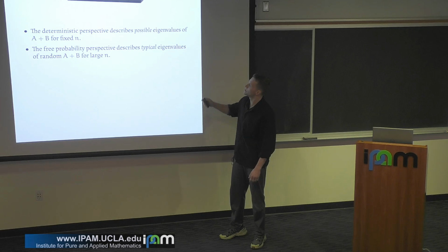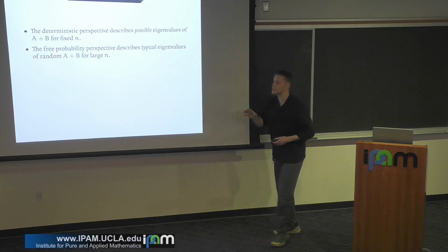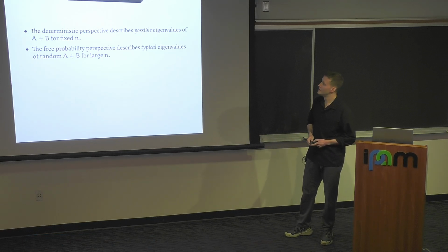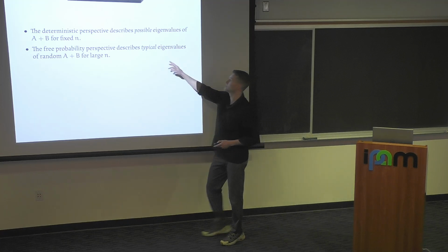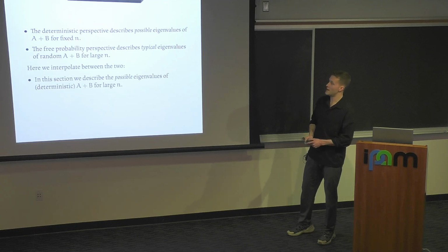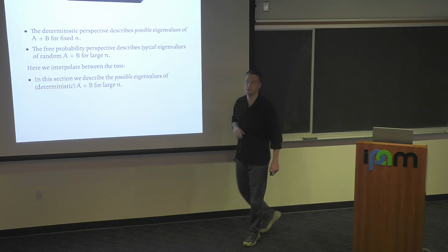So what we're doing here is interpolating between these two perspectives. We have this deterministic perspective describing the possible eigenvalues for fixed n, and the free probability perspective describing the typical values for large n. And what we want to do here is interpolate between these two perspectives and describe the possible eigenvalues for large n.